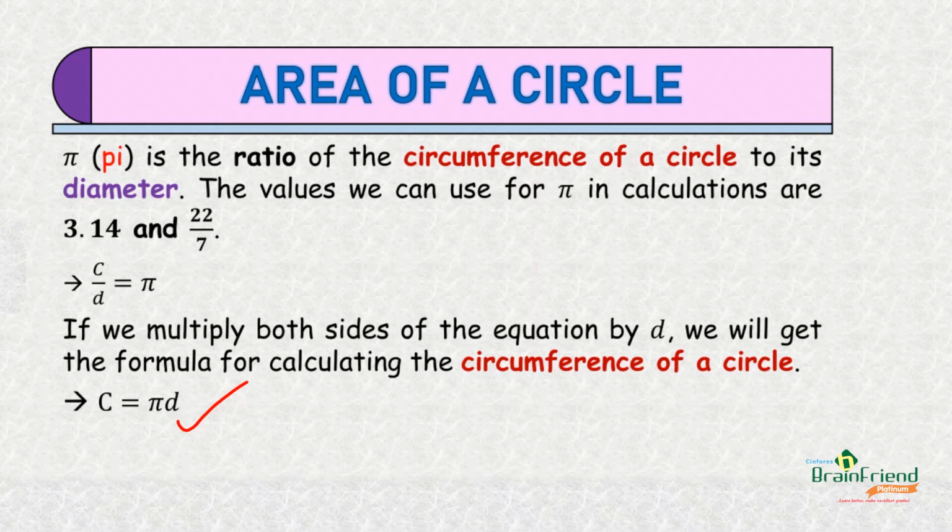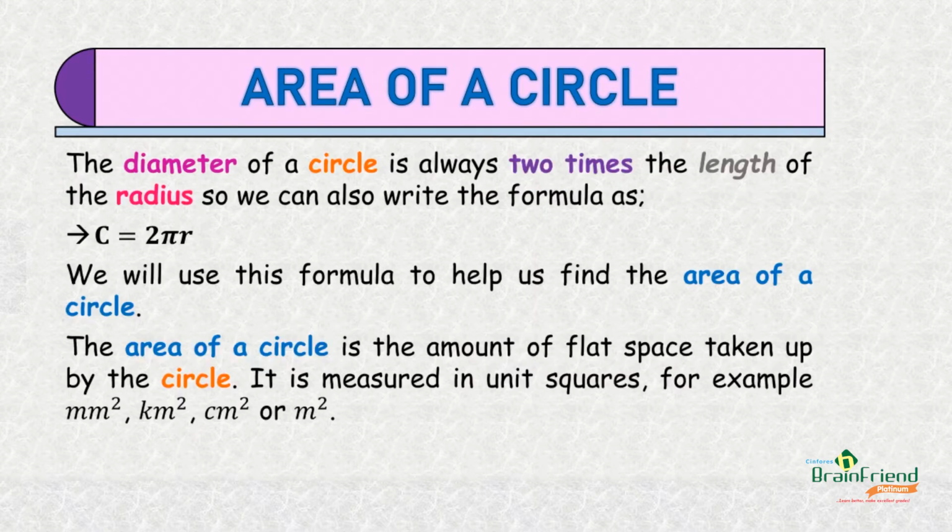Now remember that d is 2 times the radius. So our circumference can also be equal to 2 pi r, where r is the radius. Now keep note of this formula because we will use it to help us find the area of a circle.